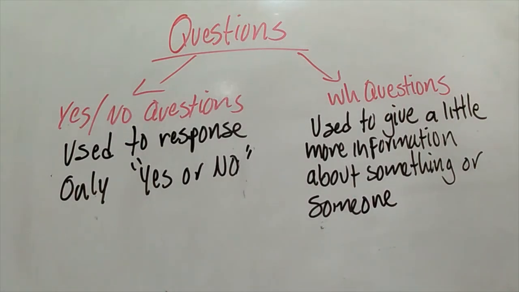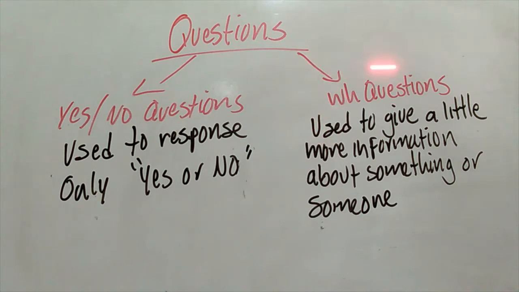Okay, guys, we want to start with this one, that is questions. And we want to divide this kind of question into different forms. For example, yes, no questions. Yes, no questions are used to respond only yes or no, right? In this case, we want to say it only to express the idea if something is true or not, right? That's the only way that we're supposed to respond.